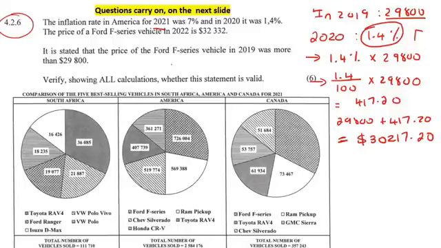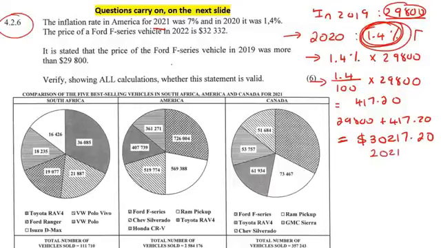How does that make sense? Well, in 2019, this was the value of the car. Then throughout, so at the end of 2019, this was the value of the car. Then the whole of 2020, the price increased by 1.4%. So when the car arrives in 2021, it's now going to be worth 30,217.20, at the beginning of 2021.